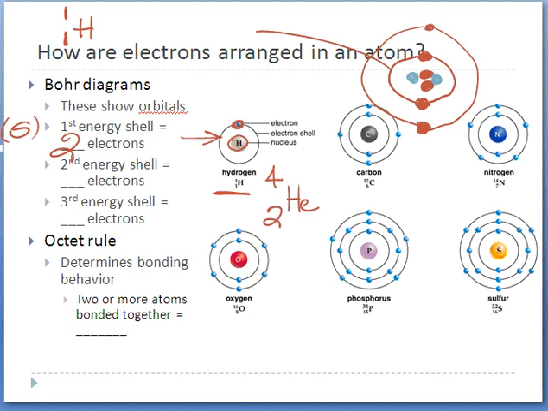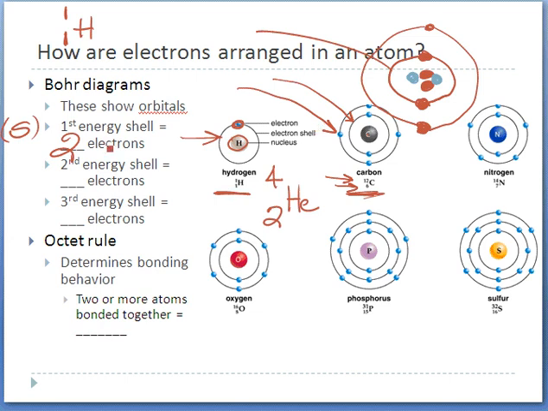Now, if we go to something like carbon here, carbon has an atomic number of 6. It has an atomic mass of 12. Means it has 6 neutrons in the center, 6 protons in the center, and it has 6 electrons orbiting around the outside of it. 2 of those electrons will be in the first energy shell. The remaining 4 electrons orbit at a distance farther away from the nucleus where there's more space for electrons.